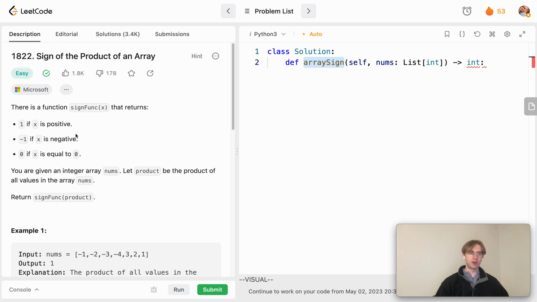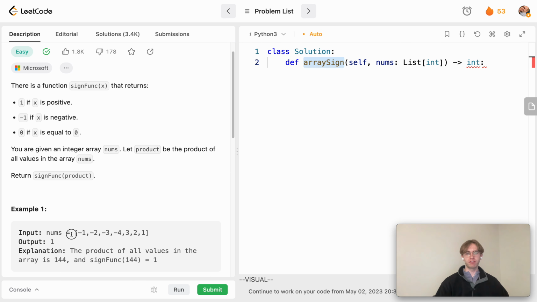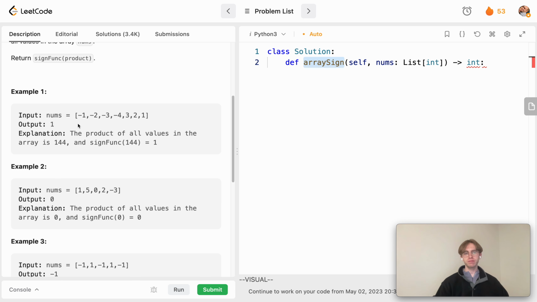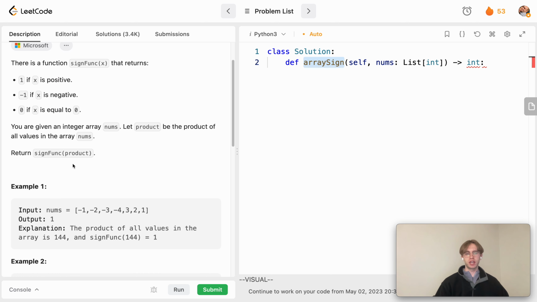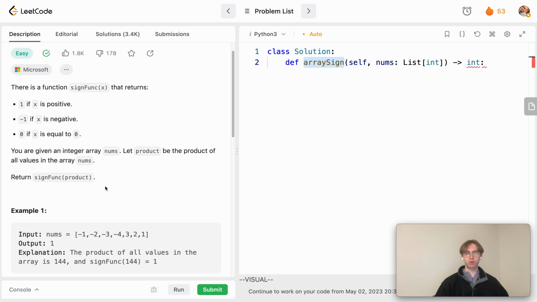But basically all that you want to do is you're given a list of numbers and you want to determine the product of them, and that's just if you multiply them all by each other. So -1 times -2 times -3 and so forth. And so all that you want to return is whether or not it's positive, negative, or equal to 0. And that's about it. So it's quite simple, and I think writing out the algorithm is pretty self-explanatory.